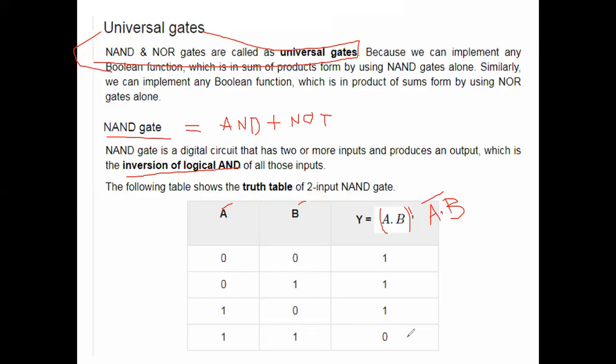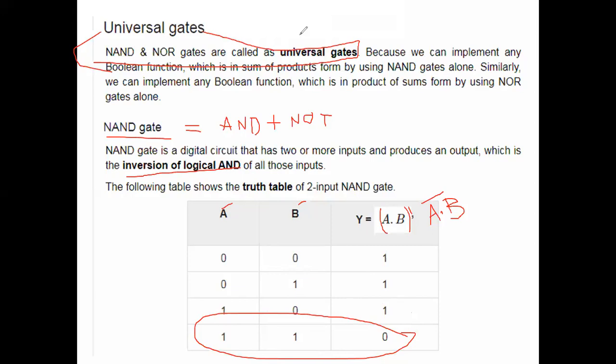So what is the statement we get from this table? If all the inputs are high, then the output is low. Or if all the inputs are 1, then the output is 0. We say high and low, or 1 and 0, in either way. So this is the statement for the NAND gate.